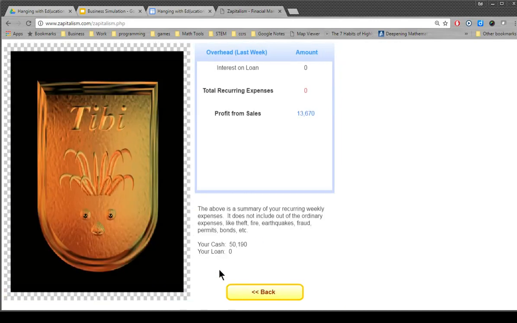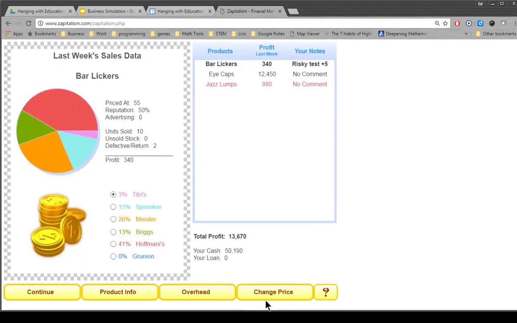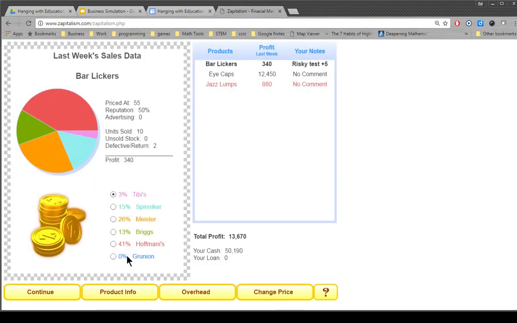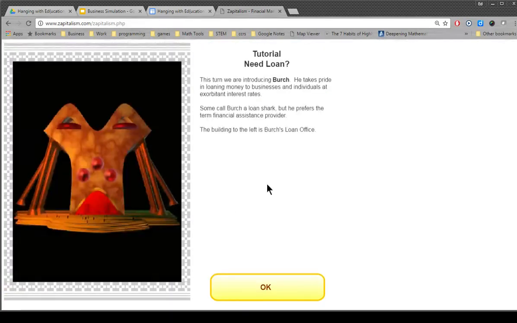They have a button down here for overhead. This just keeps track of my loans, my net profits and losses. Kind of like a ledger, monthly end of ledger. And then the product info. This gets back to the textual description. So let's hit continue. We've seen how we've done. Now we're in a tutorial, so it introduces the idea of a loan.